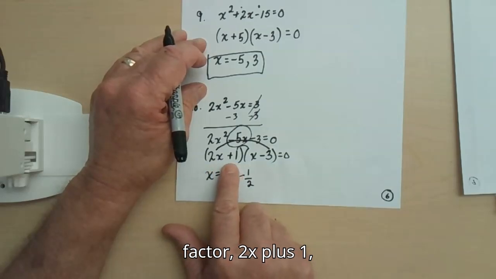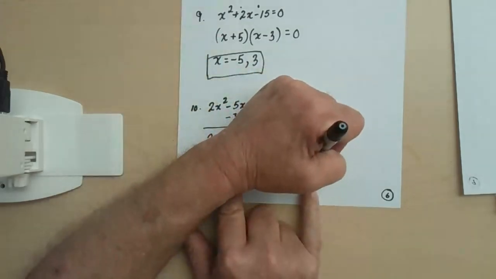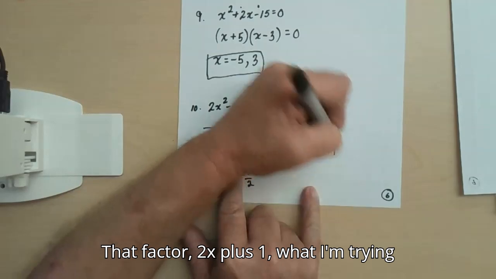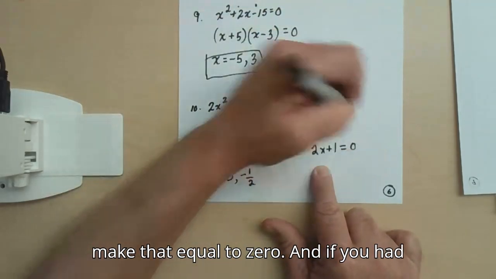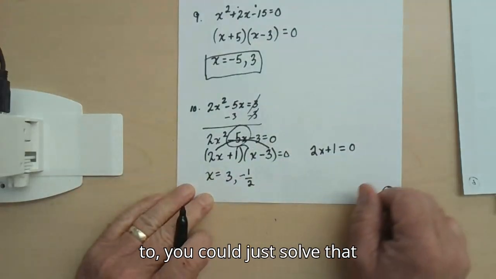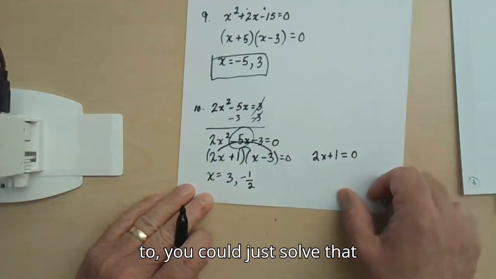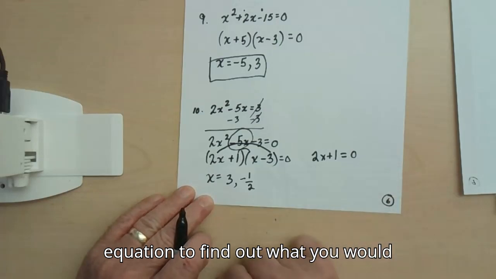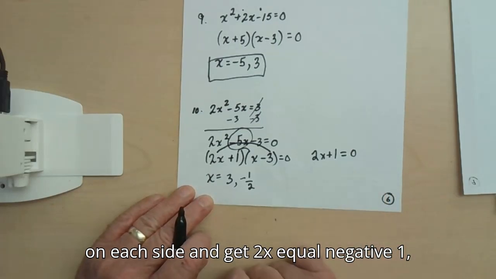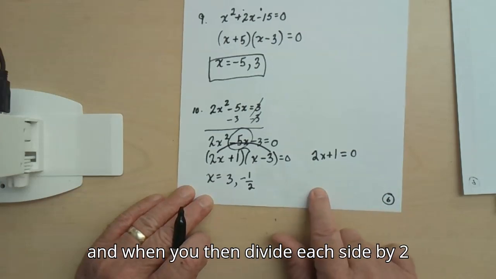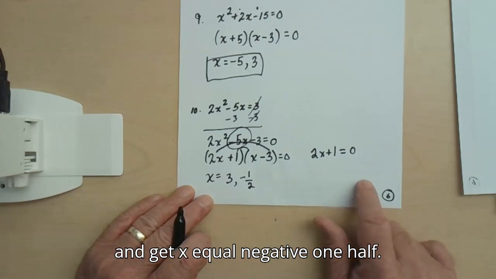I also talked about, when we had that talk, that what you're really doing is figuring out, look at the factor, 2x plus 1. That factor, 2x plus 1, what I'm trying to figure out is what I replace x with to make that equal to 0. And if you had to, you could just solve that equation to find out what you would replace x with. When you subtract 1 on each side and get 2x equal -1, and when you then divide each side by 2 and get x equal -1/2.